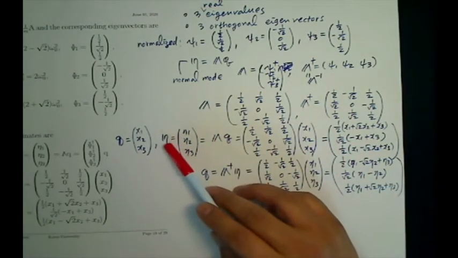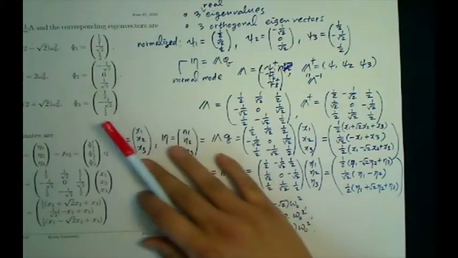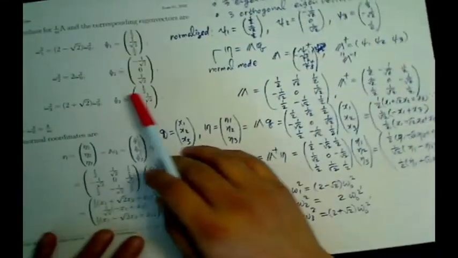Alright, and then we know that the equation of motion for each normal coordinate is trivial. The solution will be just a linear combination of sine and cosine with the characteristic frequency given the specific case. For example, omega 1, omega 2, and omega 3 are given in this form.